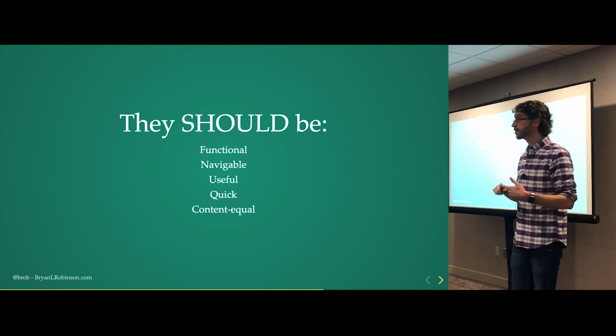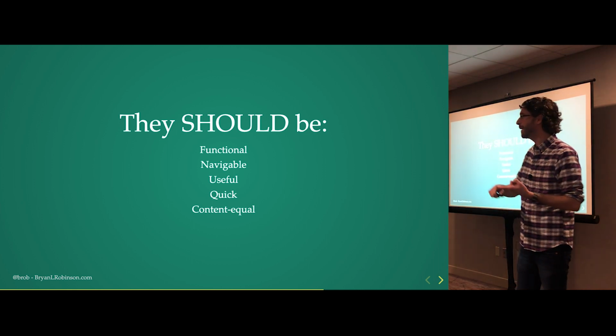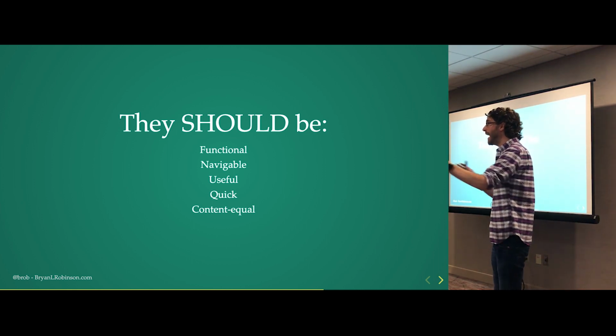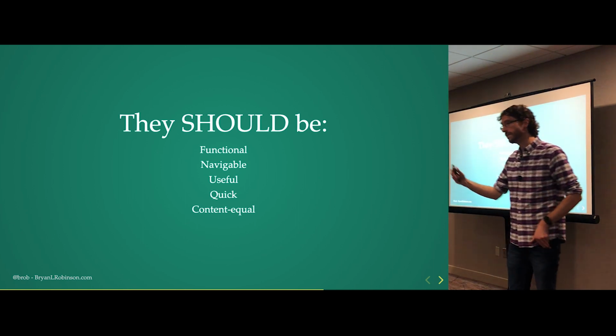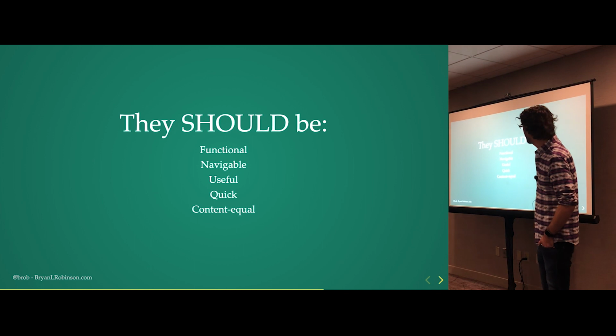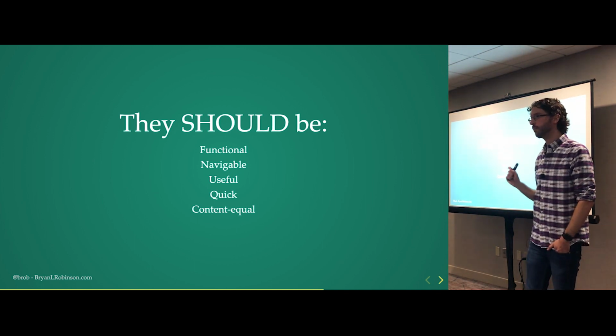They should be functional. When I go to it, it should load. Important, especially in this day and age of single-page applications. Important. It should be navigable. I should be able to click around to different pages if there are more pages. It should be useful. I should find the information I'm looking for. And it should be quick and content equal. And I say those last 2 in the same breath because they're super important.